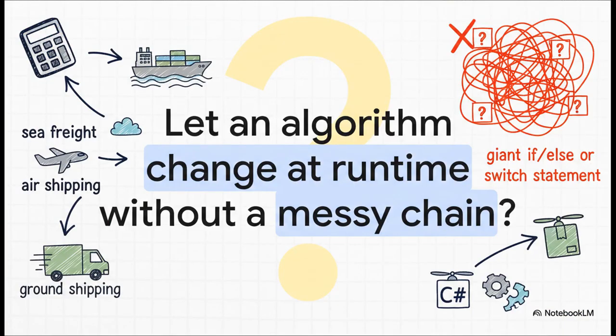So let's go back to our e-commerce example. Imagine you're calculating shipping costs. You've got ground, air, maybe next day. The easy way to code this is with a giant if-else block, right? But what happens when marketing comes along and says, we need to add drone delivery? Well, now you've got to go back, crack open that core calculator class, and add more logic. That's risky. Every time you touch that file, you might break something.